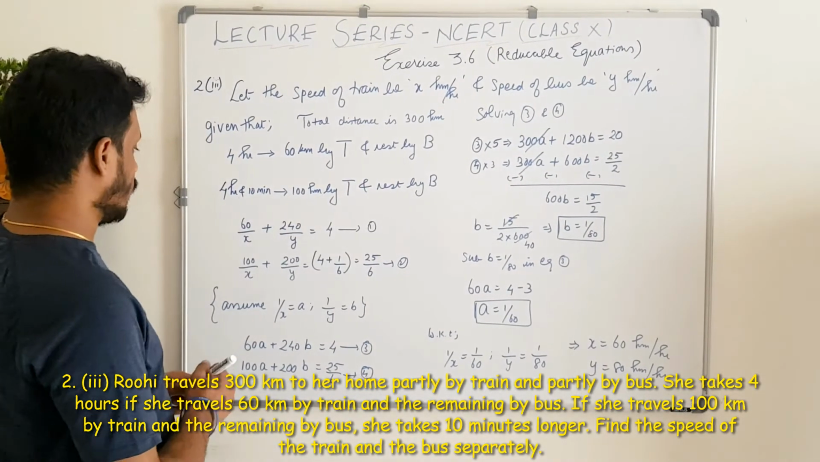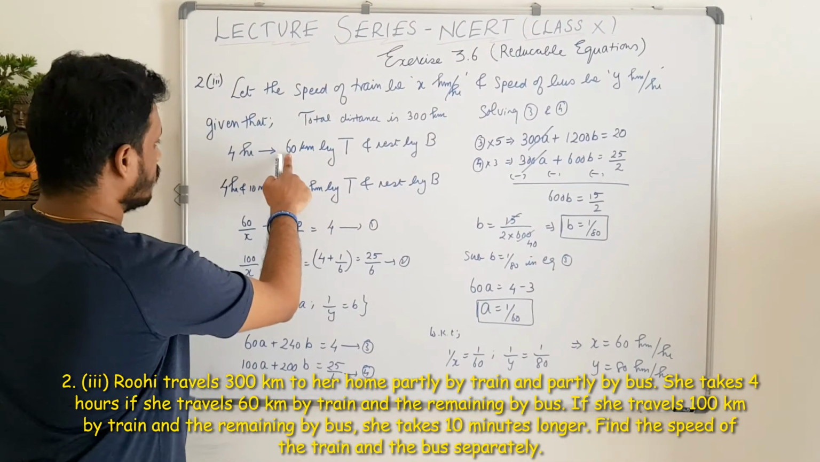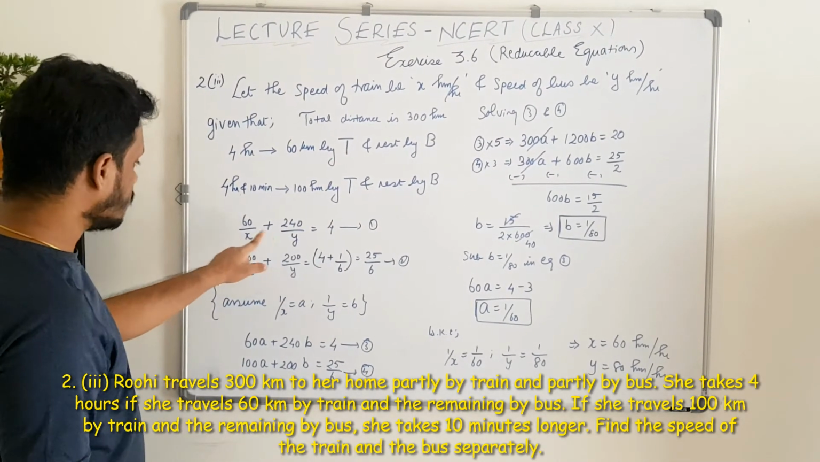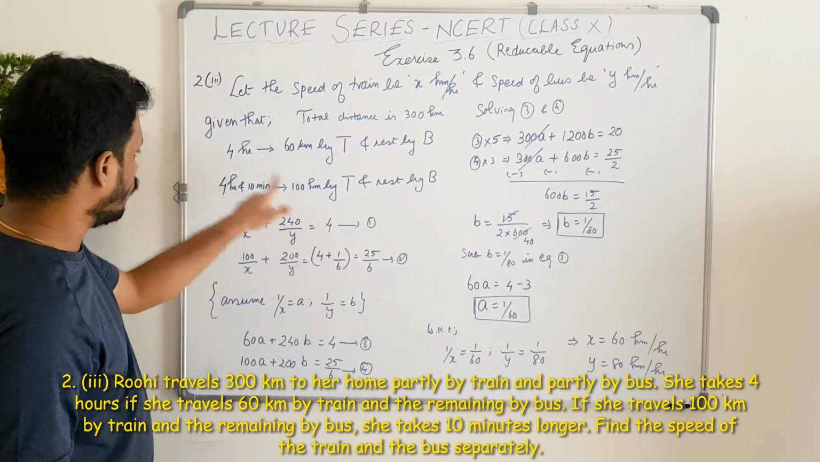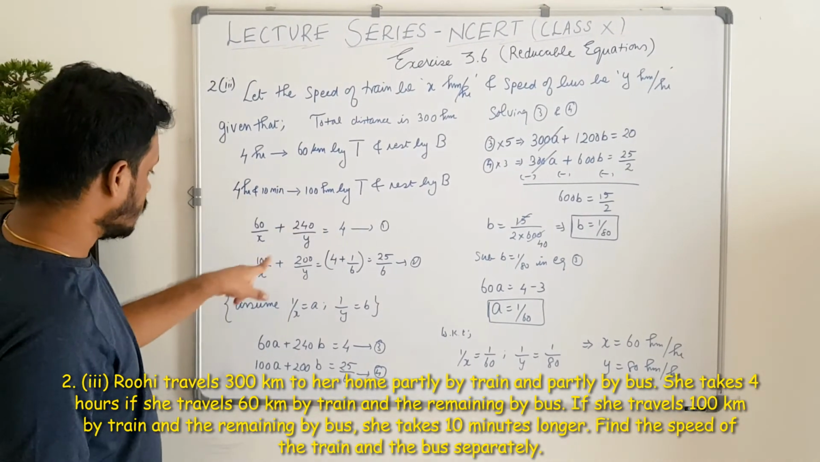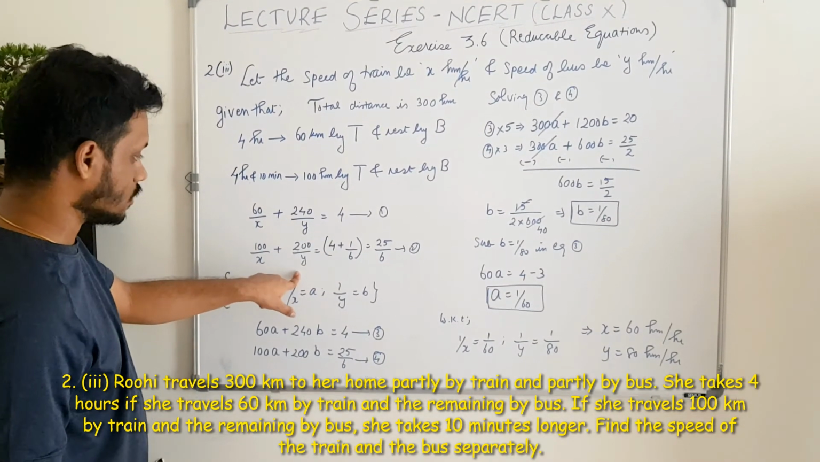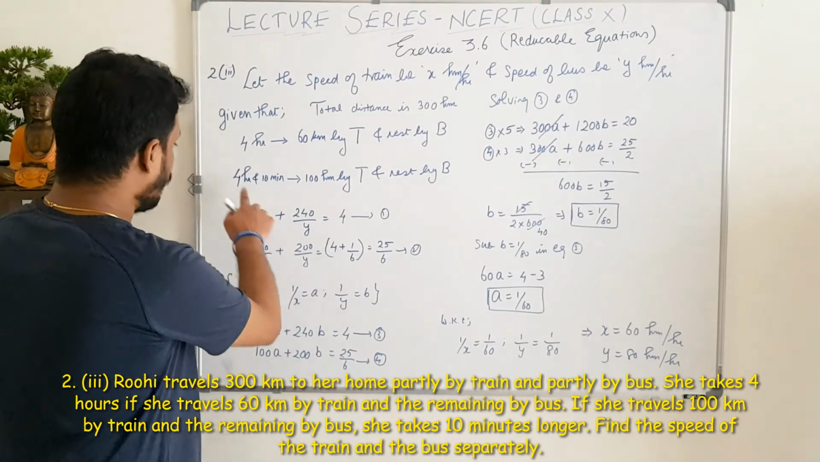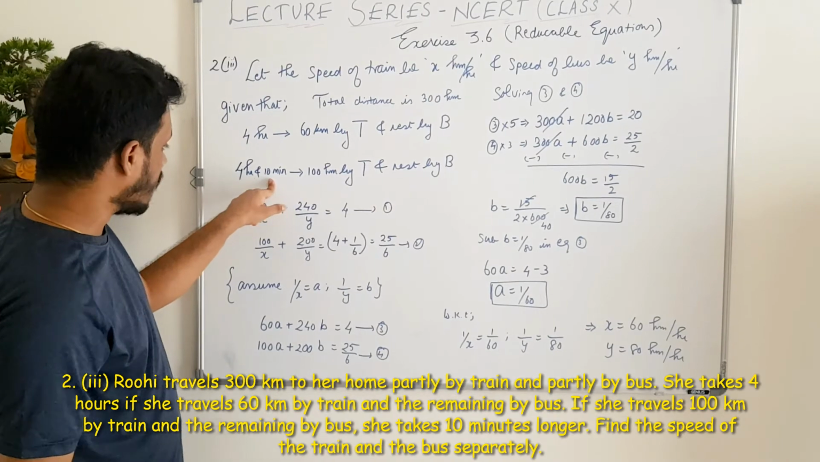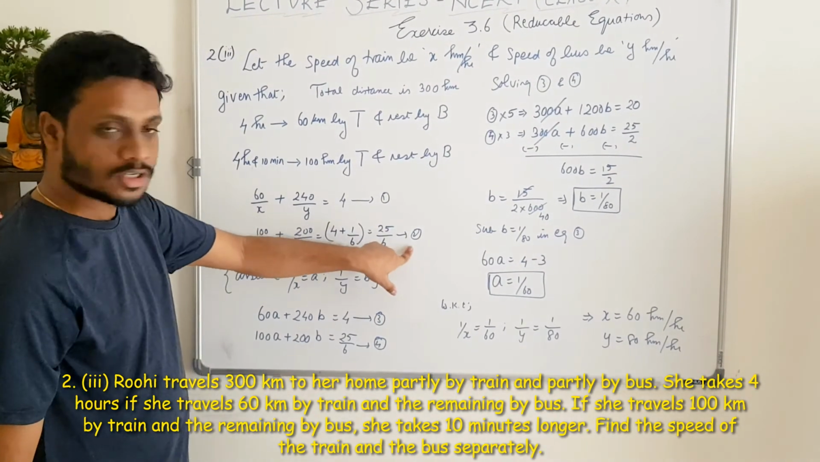So according to the situation, we can frame an equation like this. So if we assume x kilometers per hour and the 60 kilometers is what she is traveling by train, so 60 by x plus 240 by y would be equal to 4. 4 is the time taken to cover the entire distance. Then the next situation is 100 kilometers by train, which is 100 by x, plus the remaining 200 by bus, which is 200 by y. She takes 4 hours and 10 minutes. Since we substitute everything in terms of hours, I convert the 10 minutes as 1/6 of an hour and I add it to the hours. So I will be getting 25 by 6, which is my second equation.